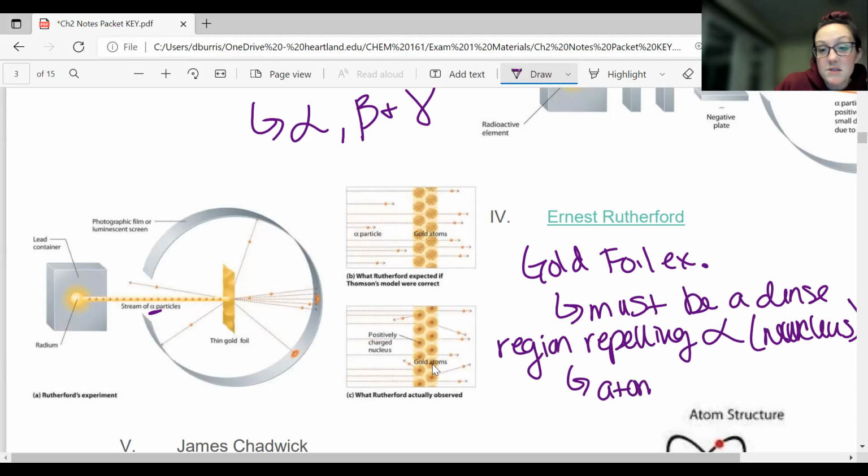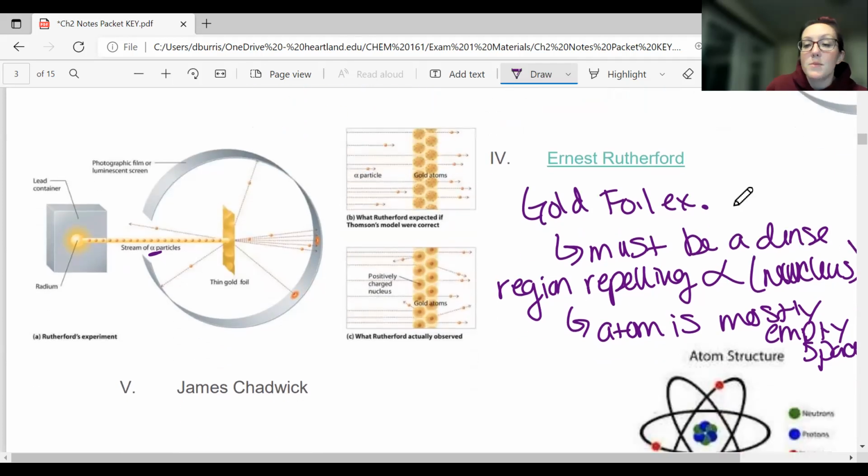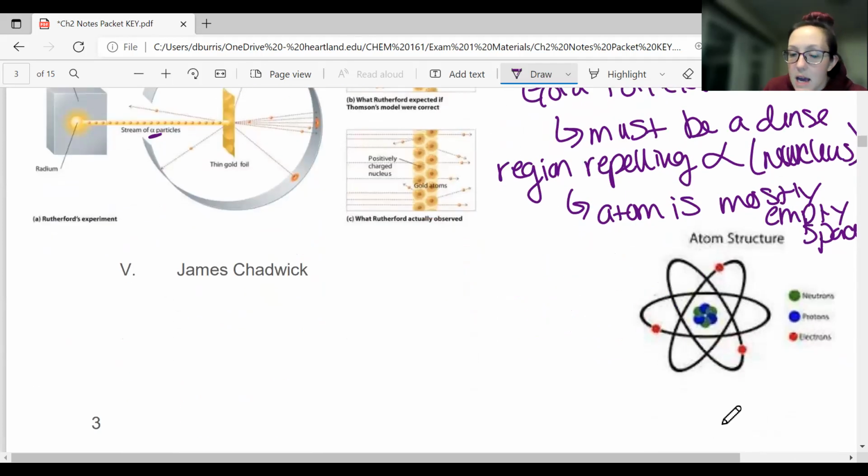The atom is mostly empty space, no charged particles in there at all. Since that was the case, this became our model of the atom. This is not a very good model because it doesn't show us the relative size of the nucleus versus the electrons. But now we have this dense positive center and the electrons on the outside.